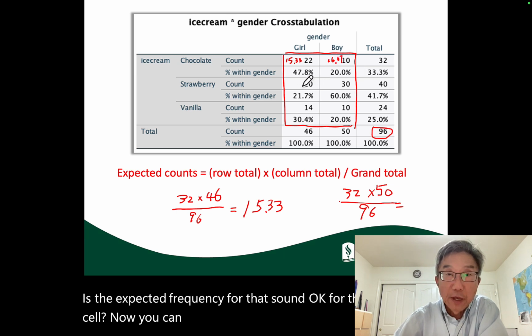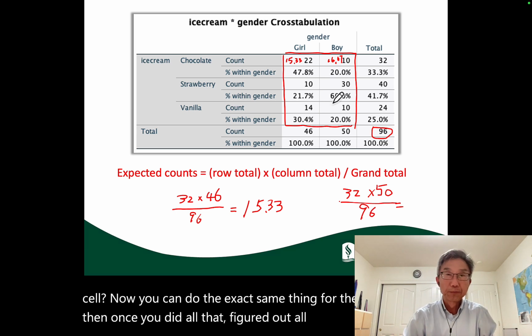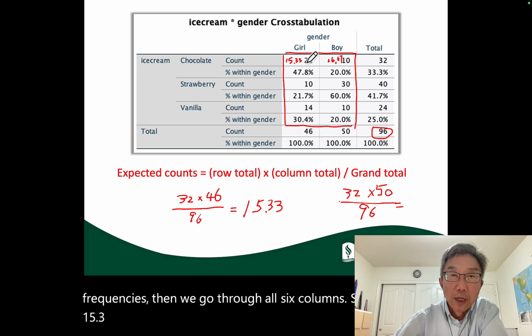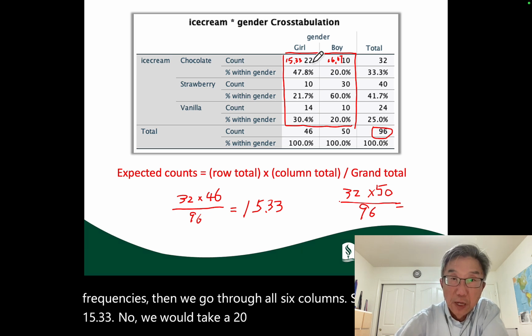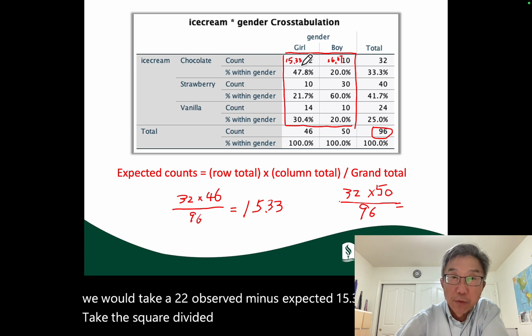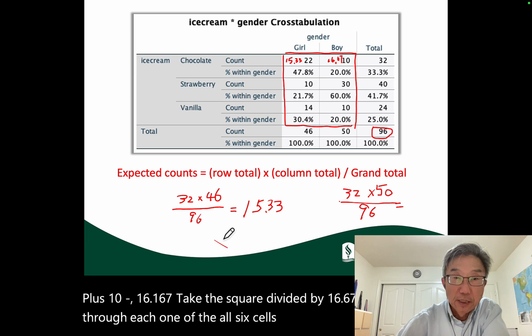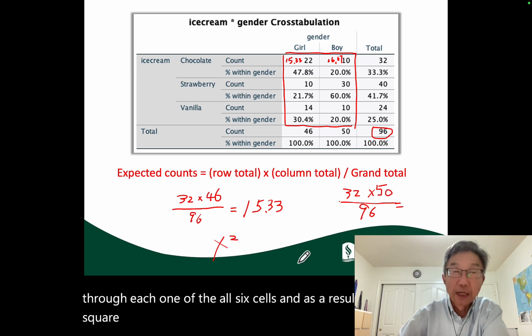Now, you can do the exact same thing for the other cells, and once you have figured out all those expected frequencies, we go through all 6 cells. So we would take 22 observed minus expected 15.33, take the square, divided by 15.33, plus 10 minus 16.67, take the square, divided by 16.67, and we go through each one of all 6 cells. And the result is the chi-square, right? So that is the chi-square.